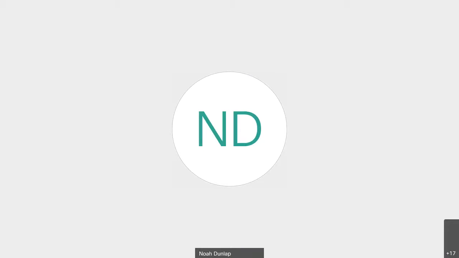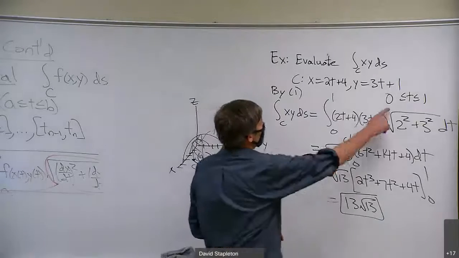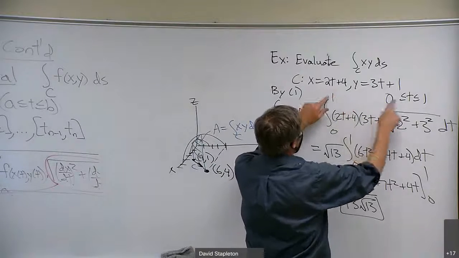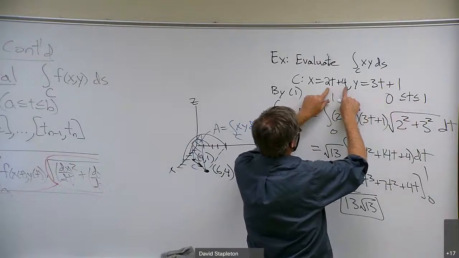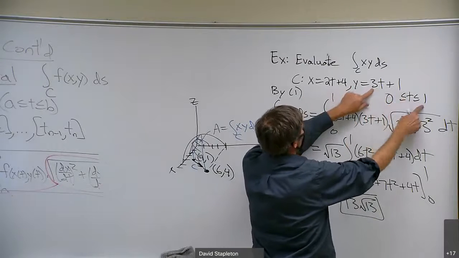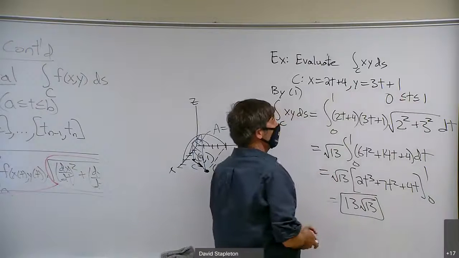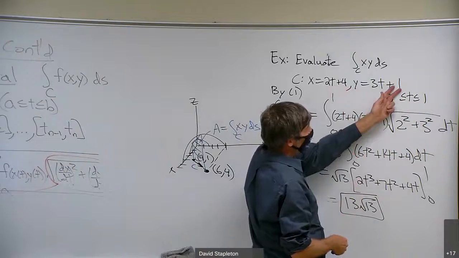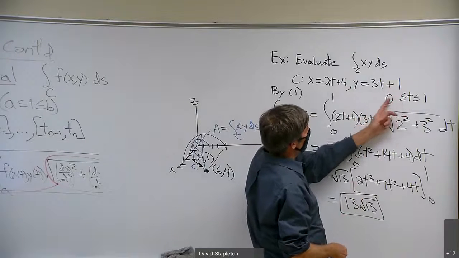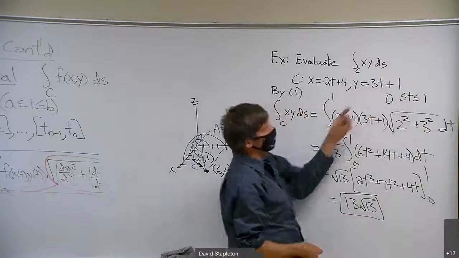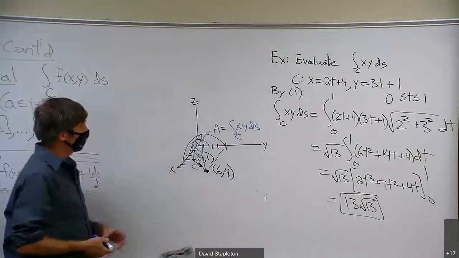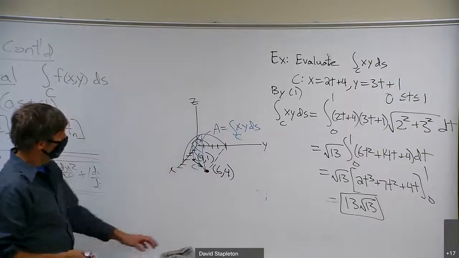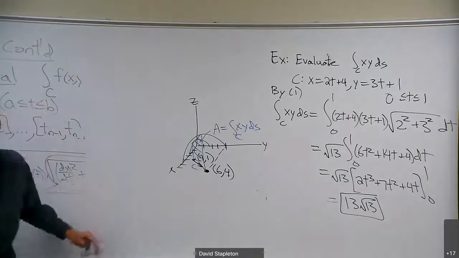Where'd you get the (6, 4) from? On the graph. I put in t equals 1 and got 2 plus 4 is 6, 3 plus 1 is 4. So when I plugged in t equals 1, that's the other endpoint. I know it's a line because x is a linear function, y is a linear function, at plus b, ct plus d. So I know it's a line segment, and I just find the endpoints by plugging in t equals 0 to get the first point, t equals 1 to get the second endpoint. That's how I found it. Thank you.